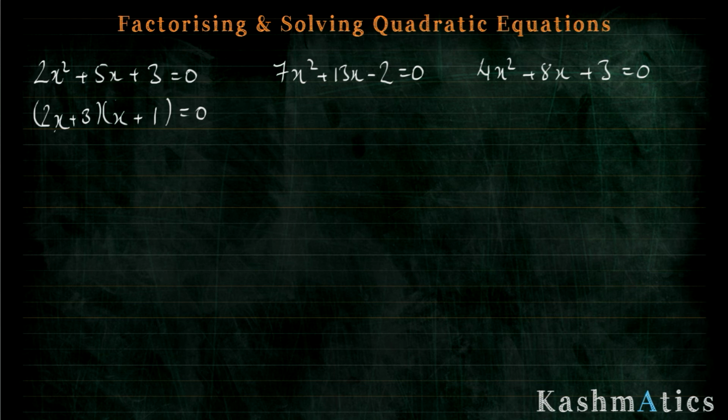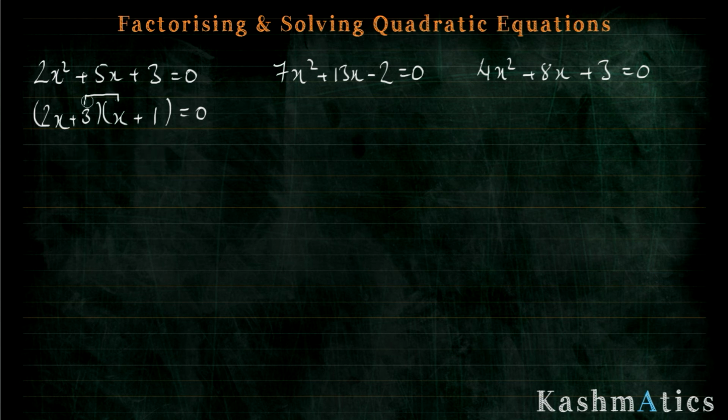Let's try it again. So the 2x times the x gives me my 2x squared. The positive 3 and the positive 1 gives me a positive 3. And here, that gives me a 3x. That gives me a 2x. So altogether, that is 5x. So I've got the right number of x's, which means that's been factorized. So that's that factorized.